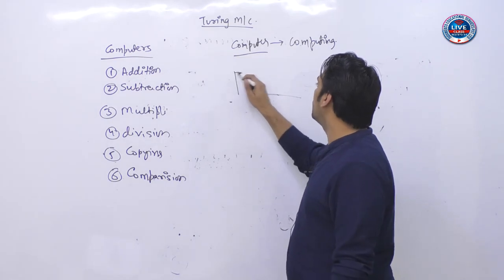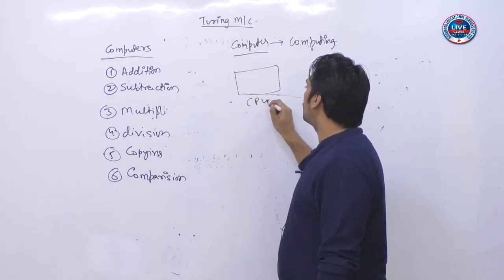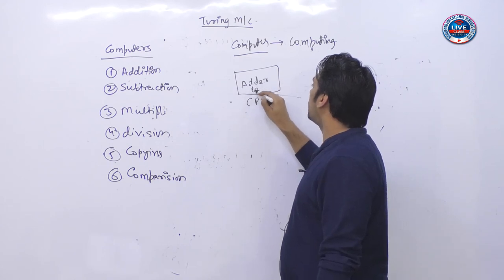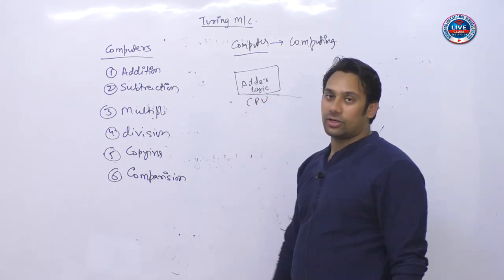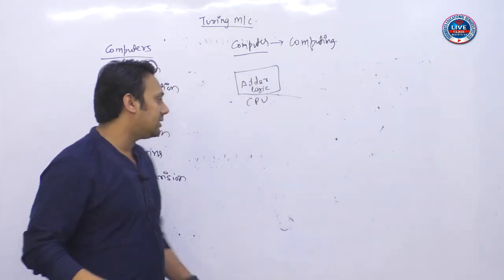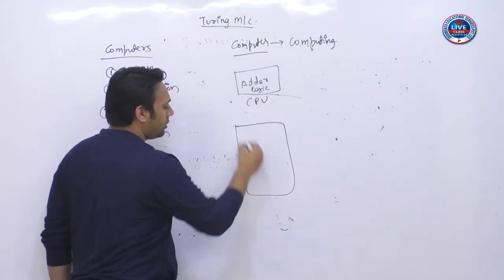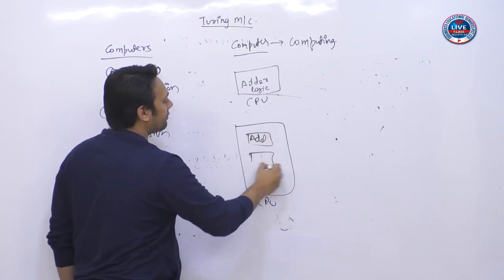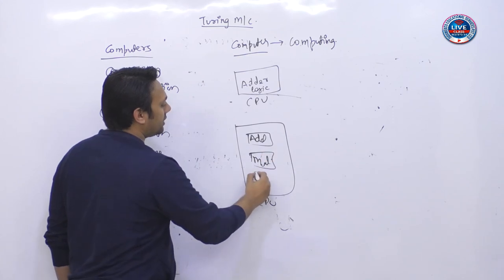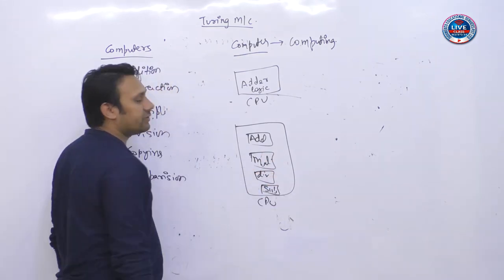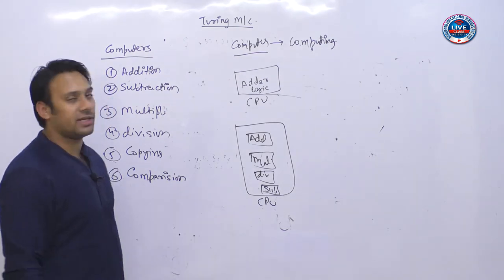In case of a computer, when you have a CPU, this CPU is basically an adder logic. It is not a subtractor logic. Aisa nahi hai. Dekho, what happens is, some people might say, sir, in your CPU you have a circuit for addition, you have a circuit for multiplication, you have a circuit for division, and you have a circuit for subtraction, you have a circuit for comparison, and so on. Some people might say it, but aisa nahi hai.